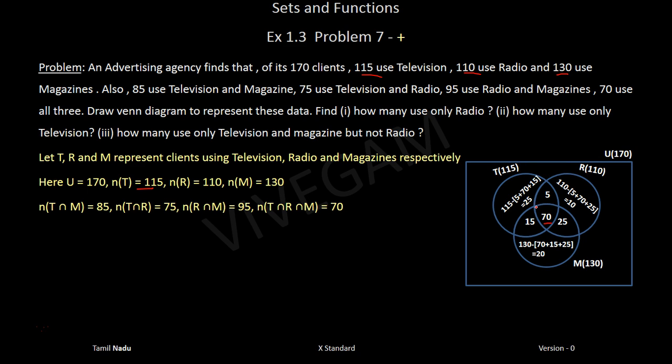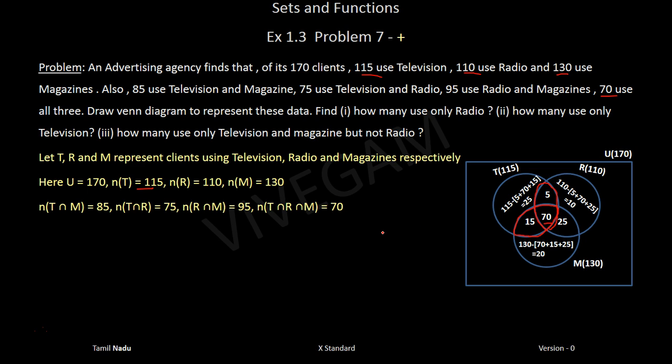Next, we'll have to first fill in this part, that is N of T intersection R intersection M. All three users, 70 use all three. So that will come here. Now next is T intersection R, or T intersection M. So television and magazine, that is 85. So what is that area? Is this area, right? T intersection M is this area, but that includes this also. So this area will be the total 85 minus 70, that is 15. Similarly, now T intersection R, see, is this area, right?